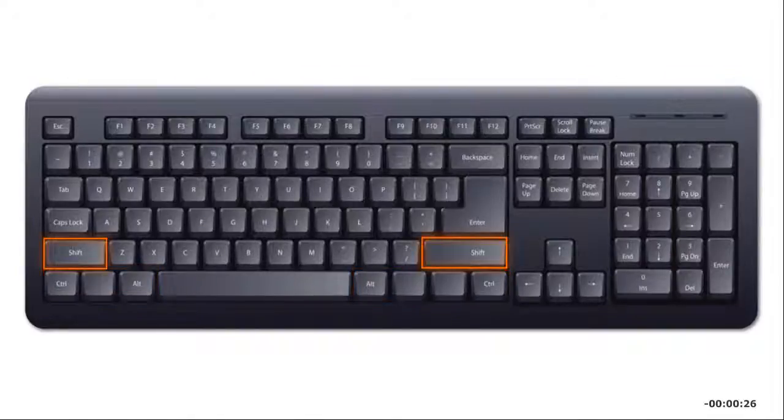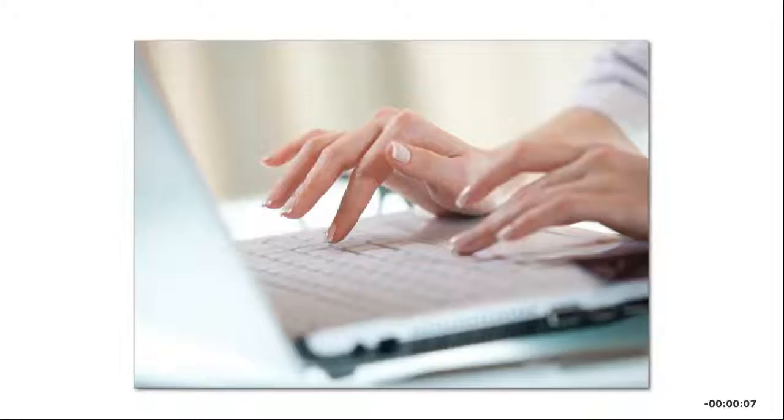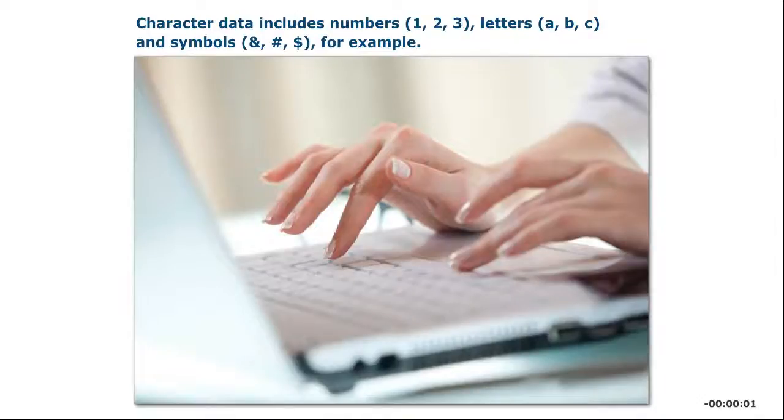The two shift keys let you type uppercase letters and the symbols that appear on the top half of the number and punctuation keys. You use the backspace key to delete or remove characters to the left of the insertion point. Backspace also deletes any selected text or objects. When you work on a computer, most of the data that you enter will be character data. Characters are numbers, letters, and symbols.